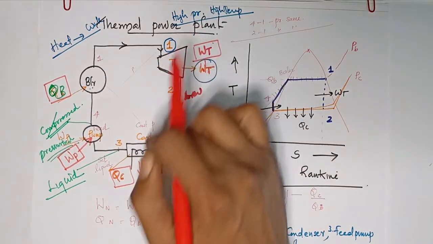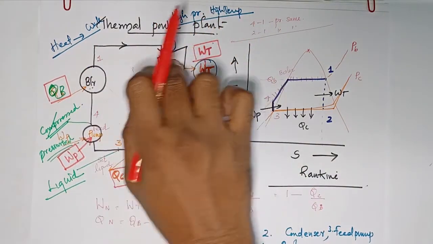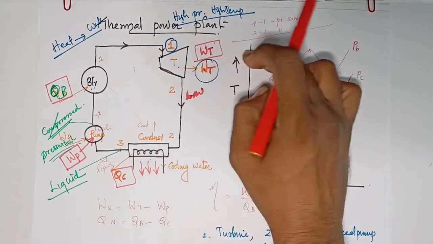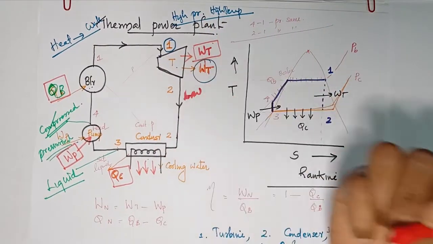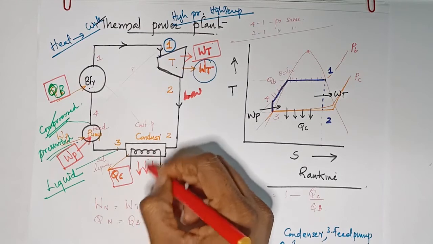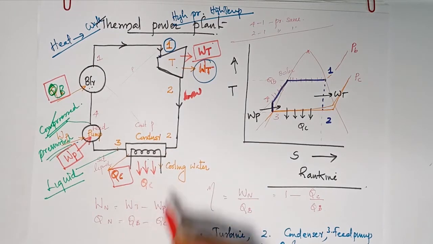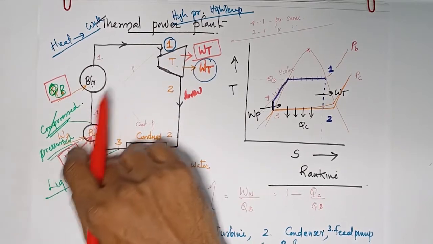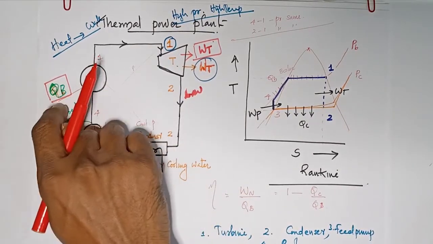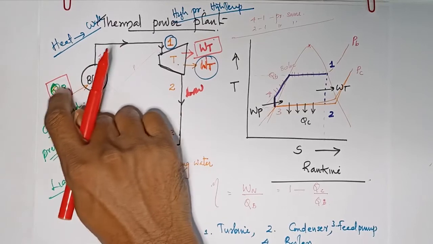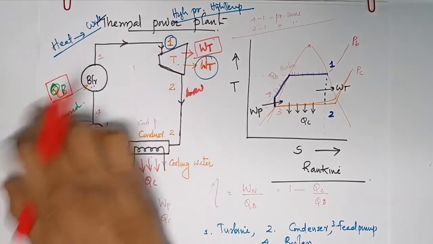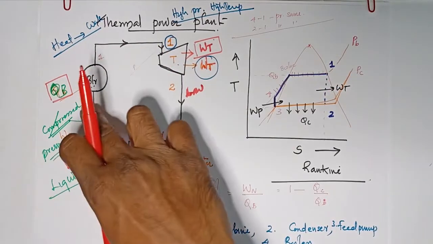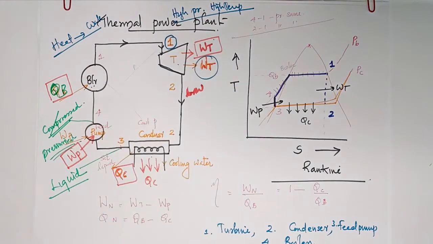So there are four points. Here work is out. Here heat is out, QC. Here work is in, that is WP. Work is given, we give work. Here heat is given, that is QB. So there are two heat interactions and two work interactions.